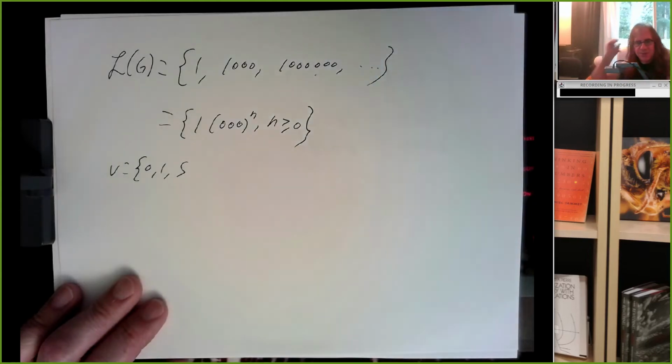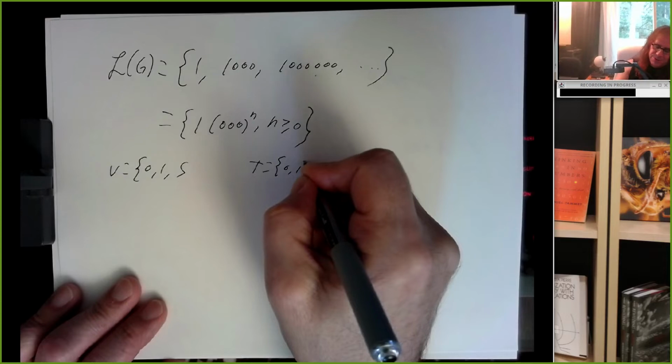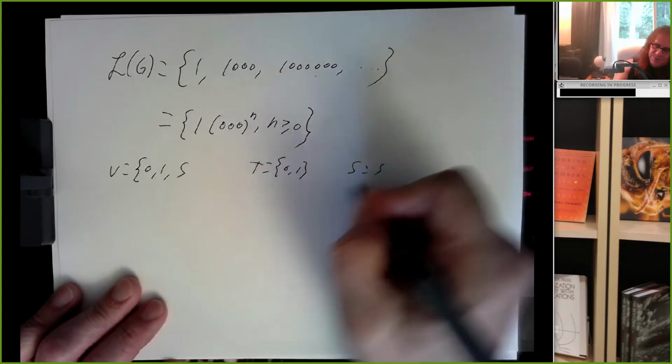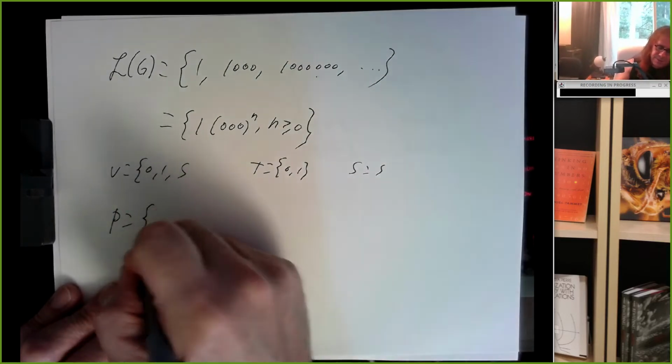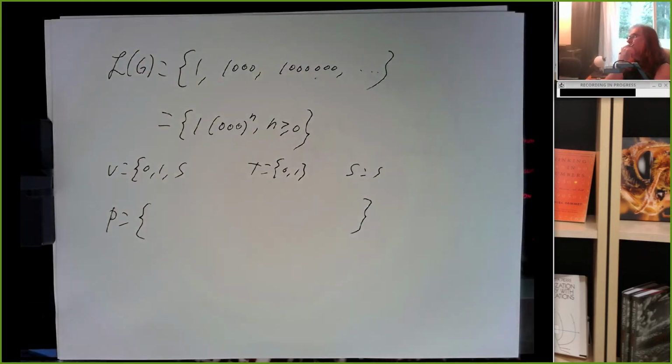So our vocabulary at least includes 0 and 1. The terminal symbols will be 0 and 1. The start symbol will be S. And what do you think about production rules? Any ideas?